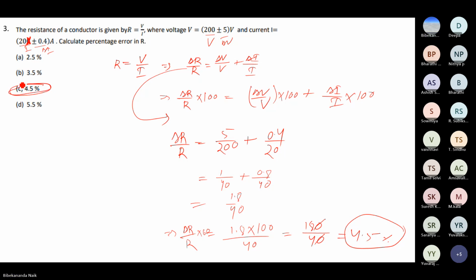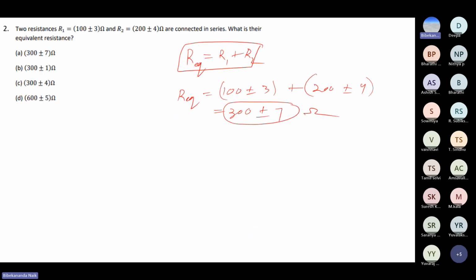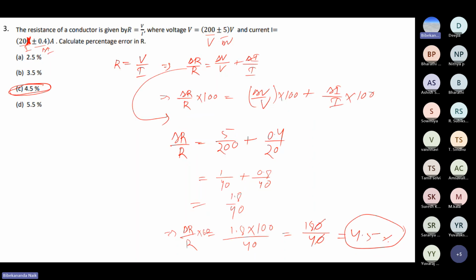So since here the relation, like in the previous case, it was R1 plus R2, we directly added the values. But here we can't simply add these values. We will take the relative errors in this case. And according to the formula, when there is a product or division, these relative errors are added up. So delta R by R equals delta V by V plus delta I by I. So taking the percentage, it will be 4.5%. So is it clear to all of you or is there any doubt?